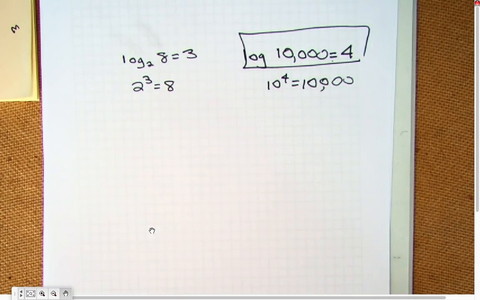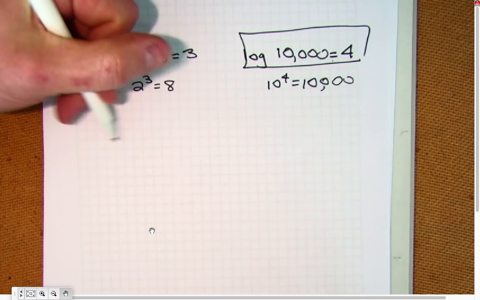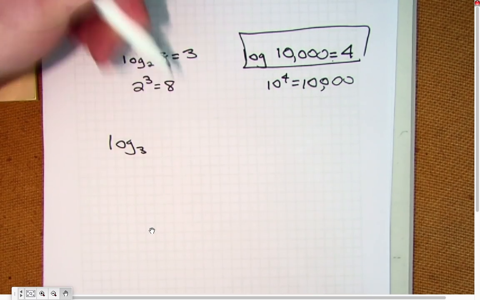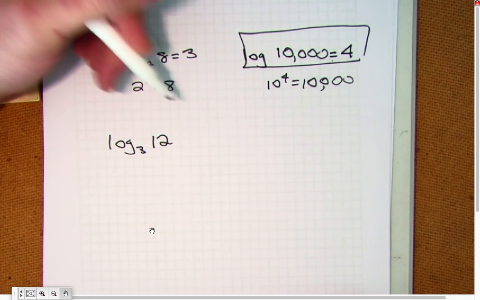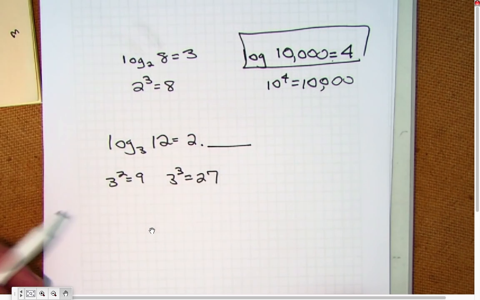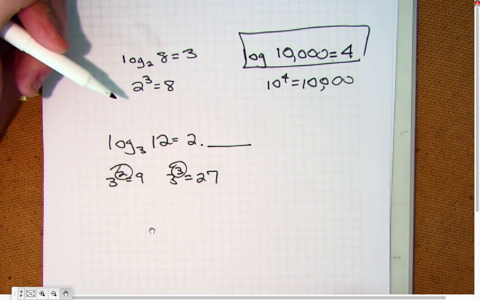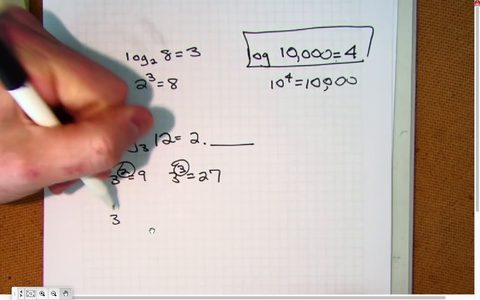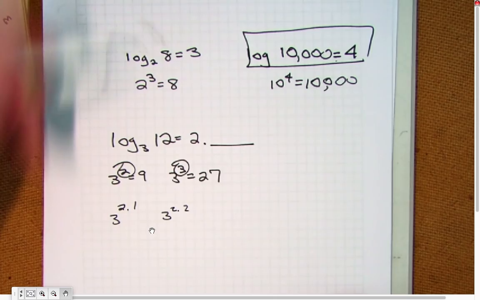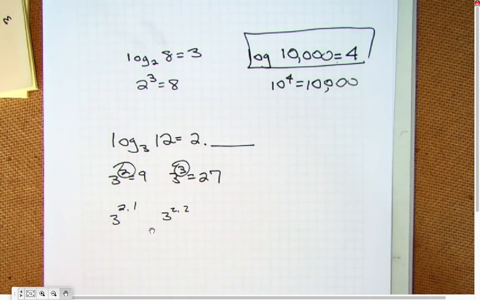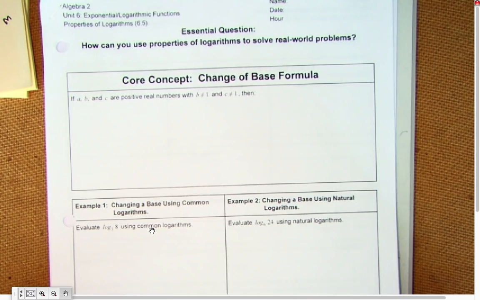What we want to look at today is, what if we have something like this, logarithm base 3 of 12, okay? We know that that answer is going to be 2 point something, because it's going to be between 2 and 3. How do we figure out what that is as a decimal? Well, we could sit here and guess and go 3 to the 2.1, get an answer, 3 to the 2.2, get an answer, and keep going that way. But there's a different, much easier way, and that's called the change of base formula.